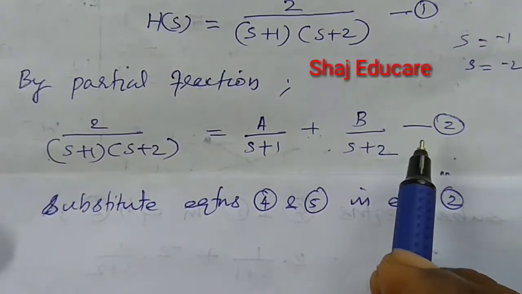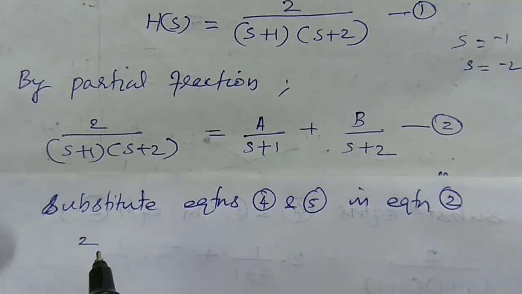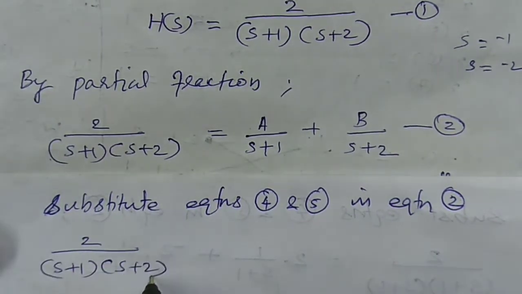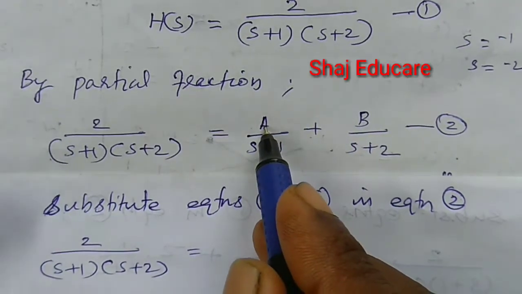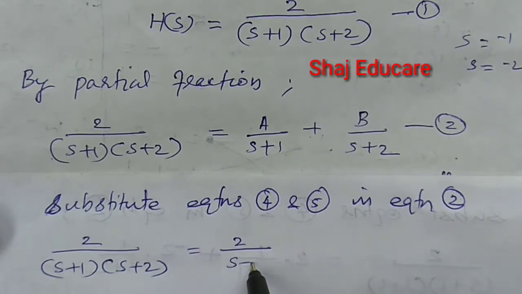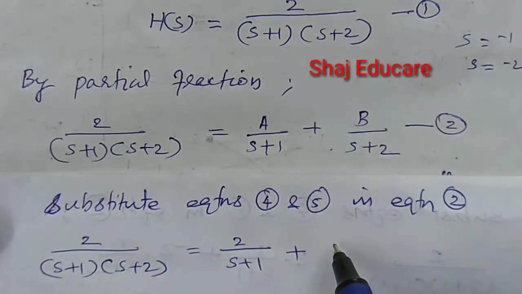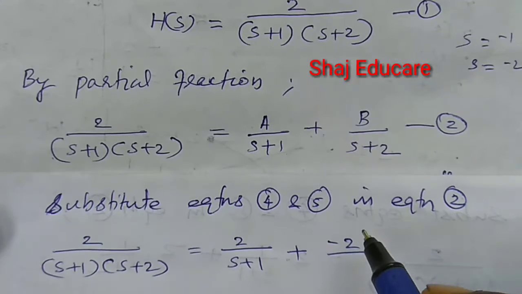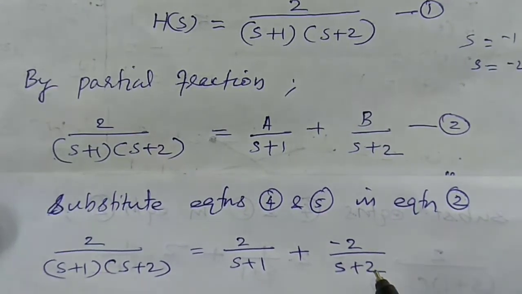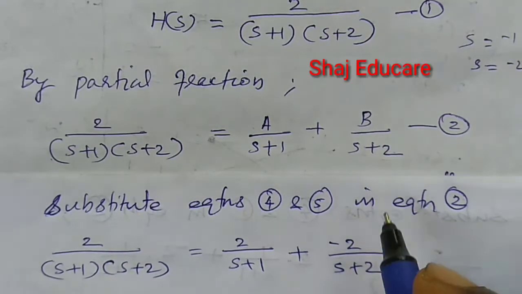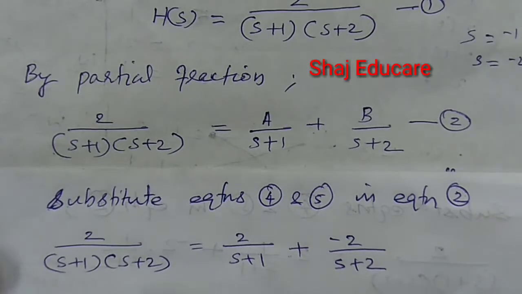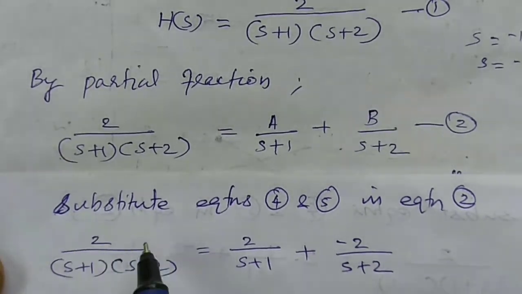This is equation 2. Then we will get 2 divided by (s plus 1) into (s plus 2). That is equal to, in place of a, we can write the value of a, that is 2, plus the value of b obtained, which is minus 2. Now let us substitute for b also. Now we are getting the answer like this.